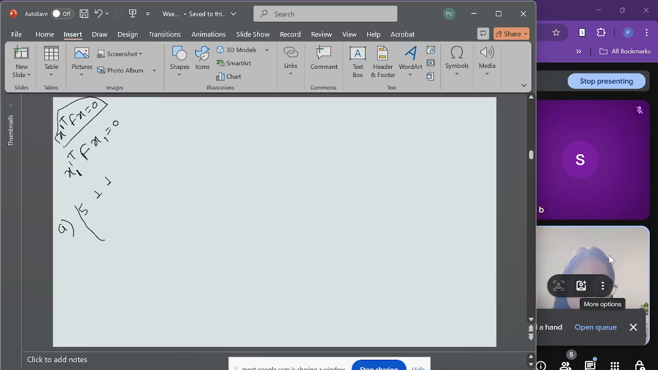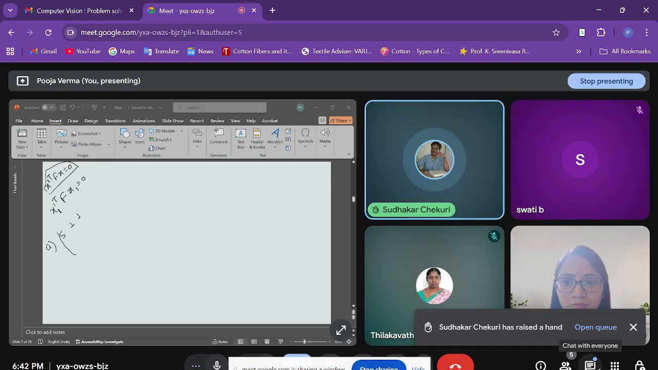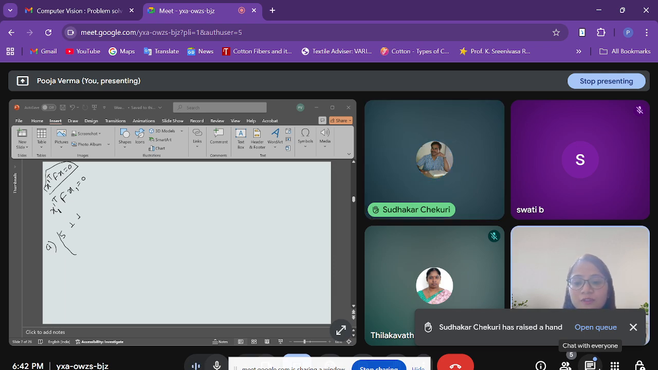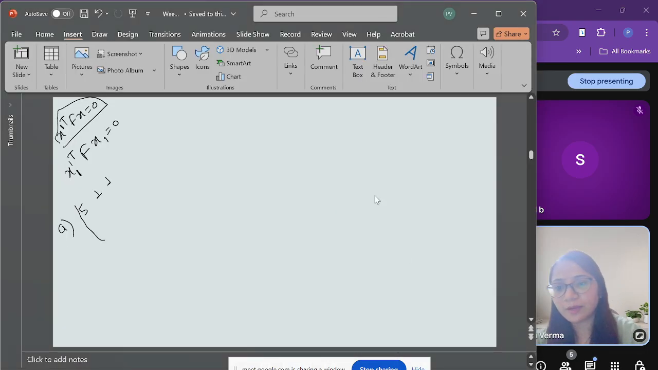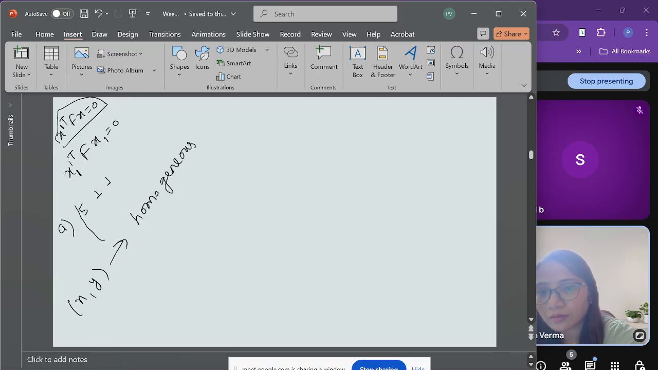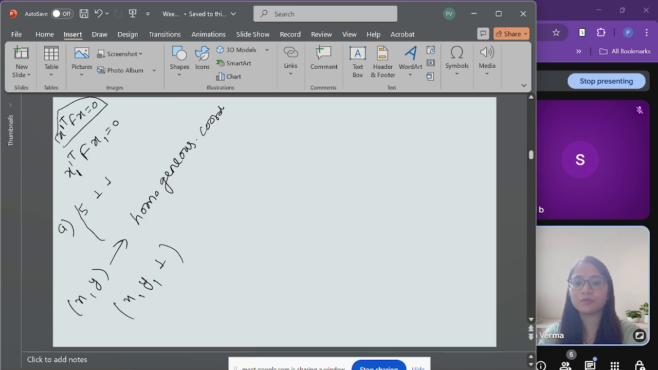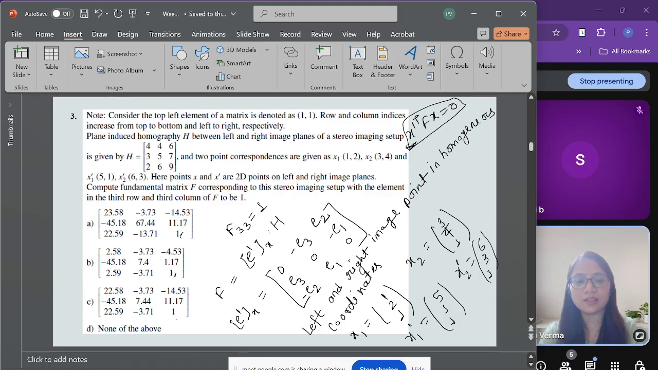Does anyone have a query? Yes, ma'am, in the question for x2, only 3 comma 4 is given. How do you take the third element as 1 in the matrix column? Okay, when we represent a 2D image point in homogeneous form, any point x, y is represented as x, y, 1. That's how we have represented all the 2D image points in homogeneous coordinates. That's why we have added 1 as the third element. Okay, it's okay, ma'am. Thank you.